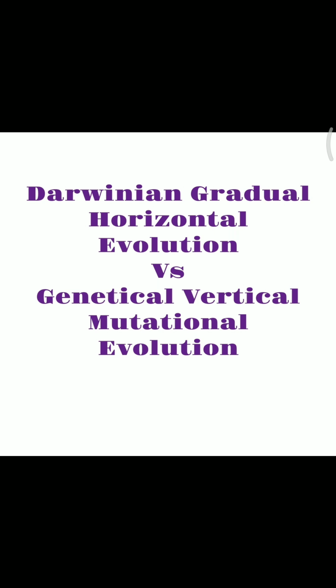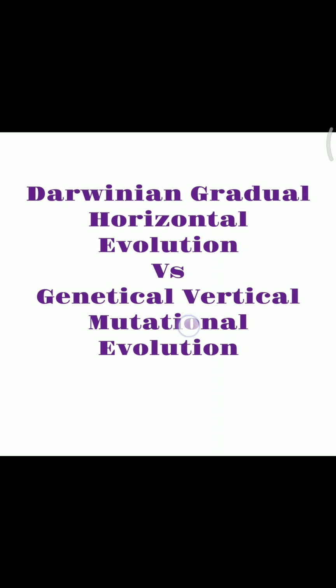Today we are going to discuss the subject of evolution. There are two types of evolution. One is Darwinian evolution, which is gradual evolution. According to Darwin, the species of life gradually developed and evolved into higher forms of life.